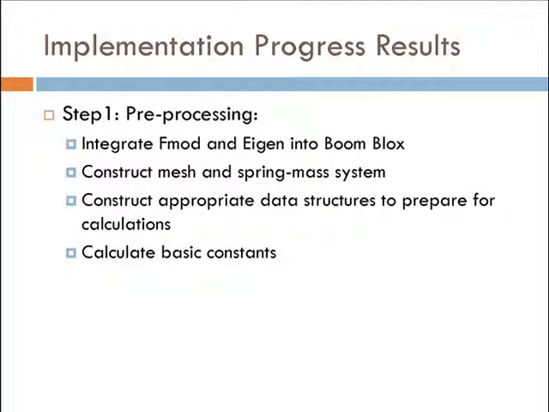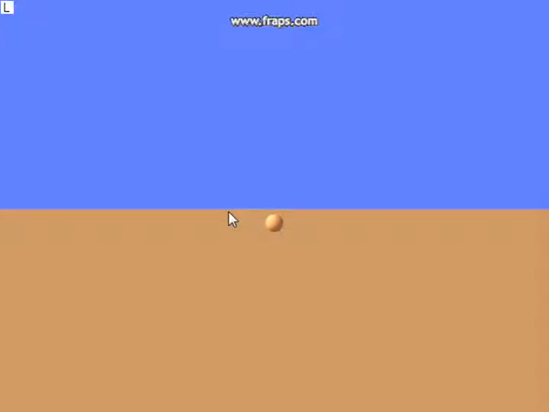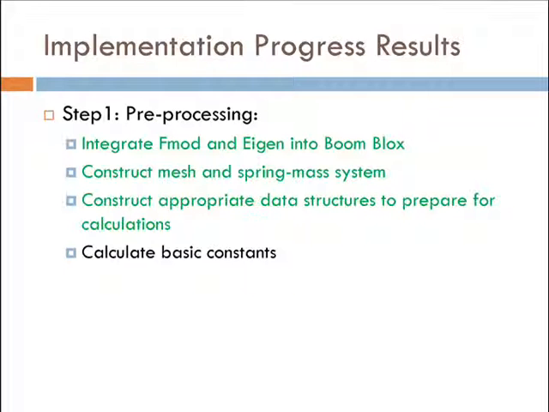Implementation progress results. Step 1. Pre-processing. First, we integrated FMOD and Eigen into BoomBlocks. Next, we generated the appropriate data structures to prepare for the mass-spring system. On the left, you can see the output from each mesh that's being generated as we create new objects.